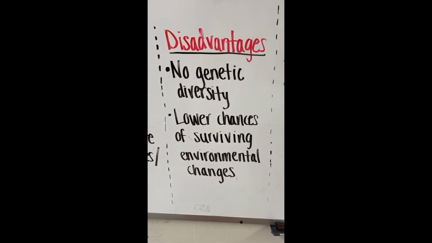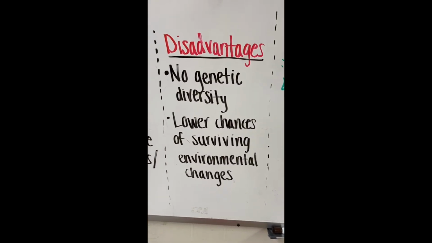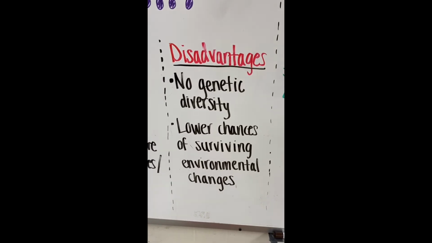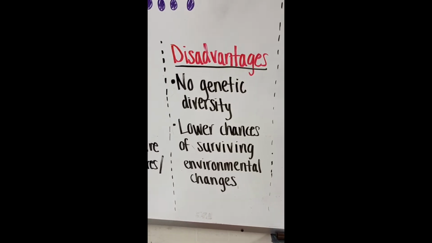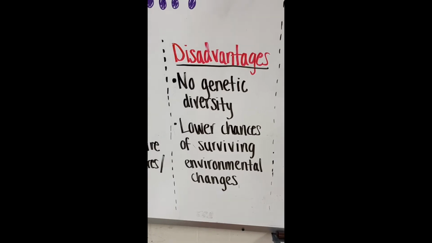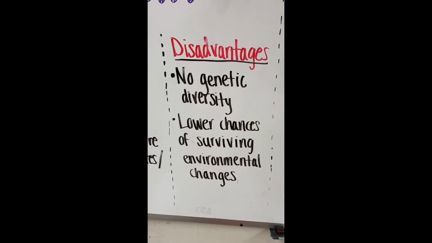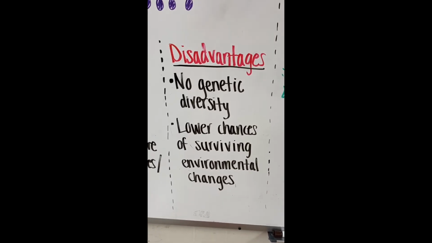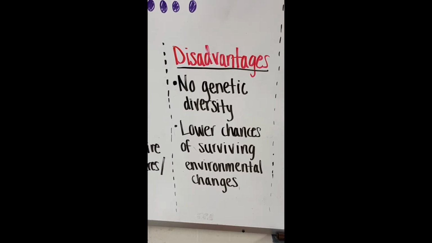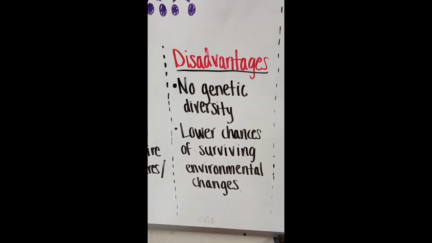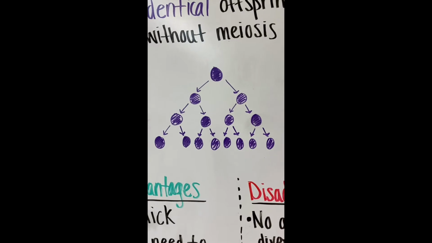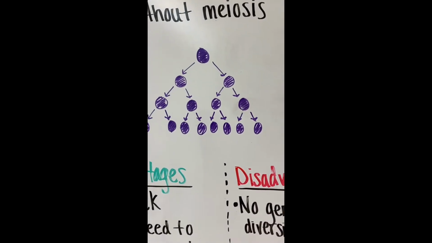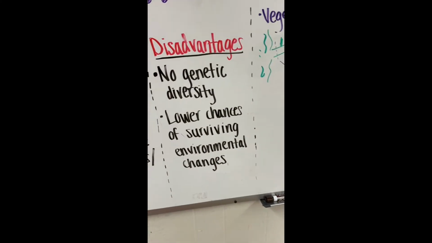So what are the downsides? There's no genetic diversity or variation. They are all genetically, or their genes are completely identical. That means that they have a lower chance of surviving an environmental change. If something changes in their environment that goes after, like in this case, something purple, they're donezo. So those are the disadvantages.